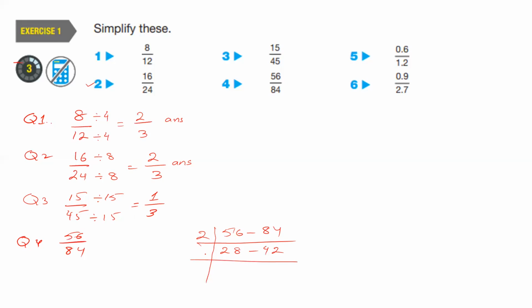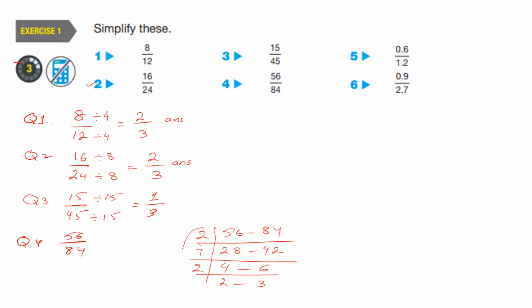Now we again see if there is a number which divides 28 and 42 together at a time. If I think, I get 7. 7 times 4 is 28 and 7 times 6 is 42. Again we know that 4 and 6 can be divided together by 2. So 2 times 2 is 4 and 2 times 3 is 6.